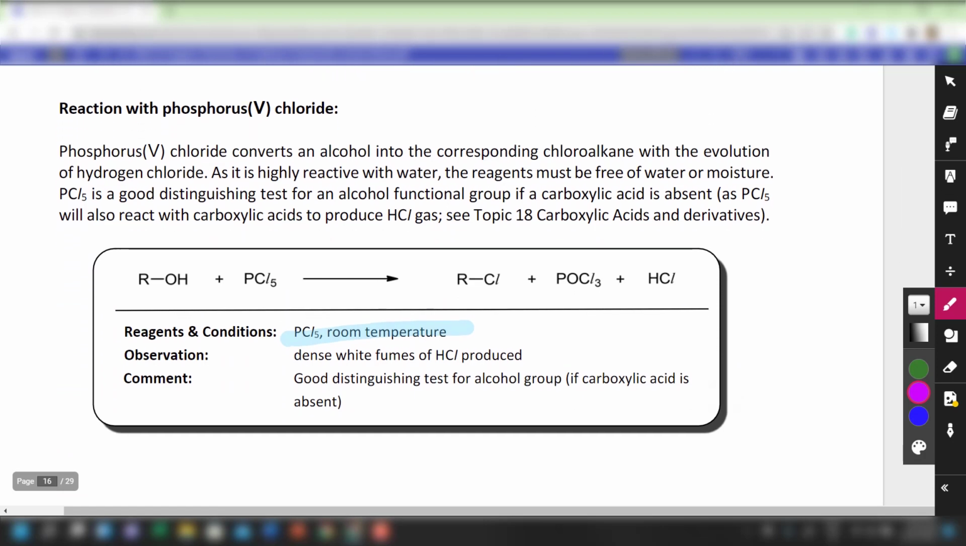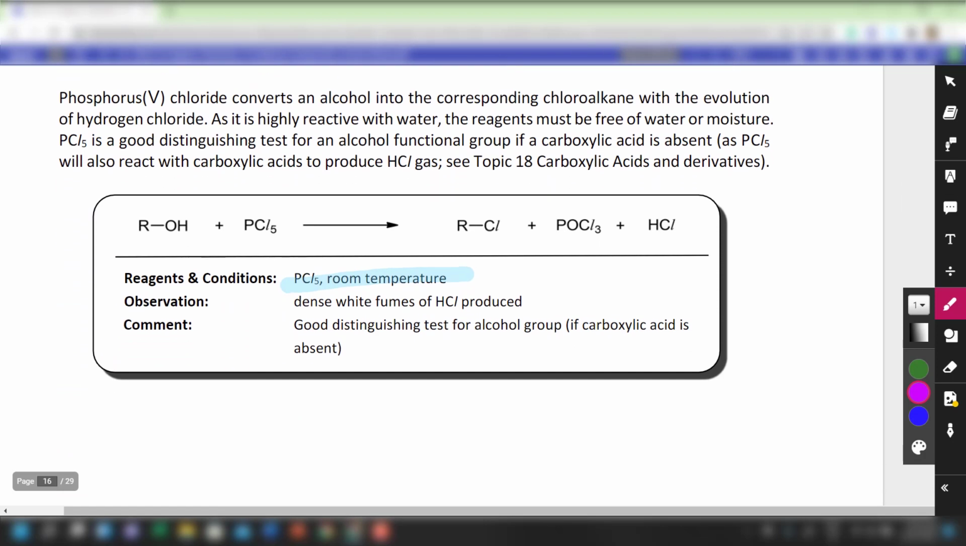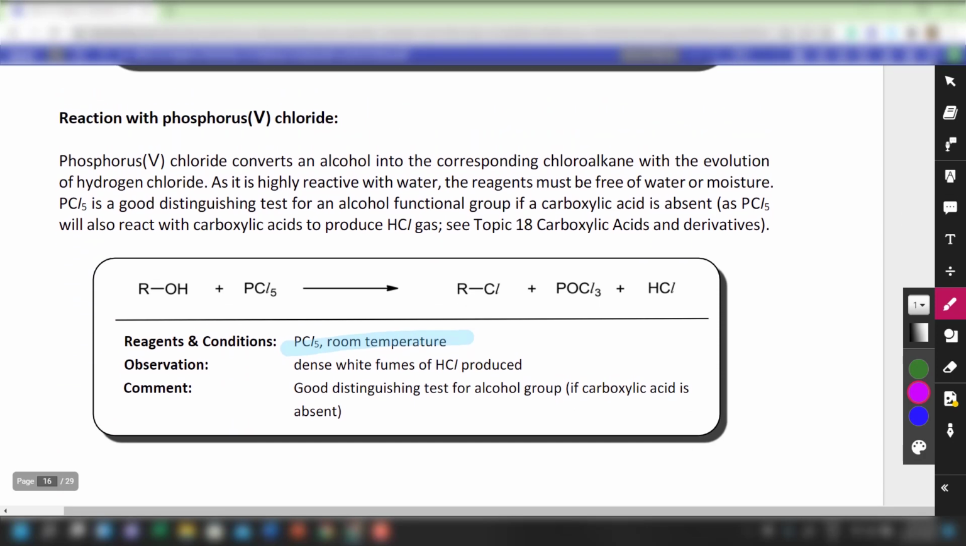And then the use of PCl5 is often a good distinguishing test for alcohols, provided that carboxylic acid is not present. You will normally observe white dense fumes of HCl. So do take note of this.